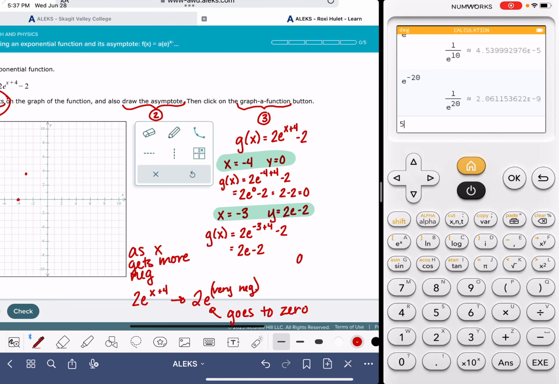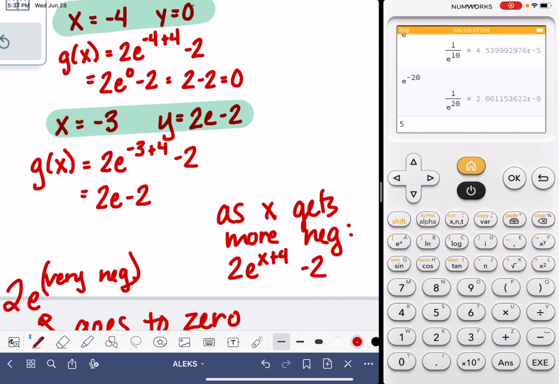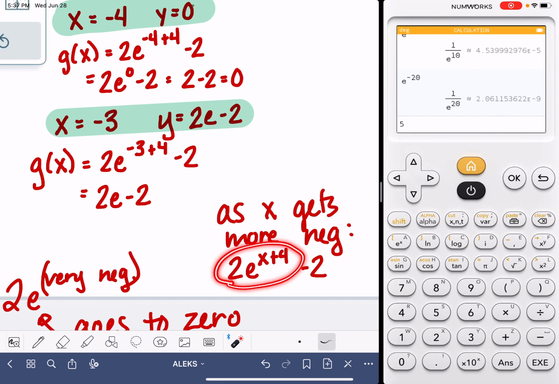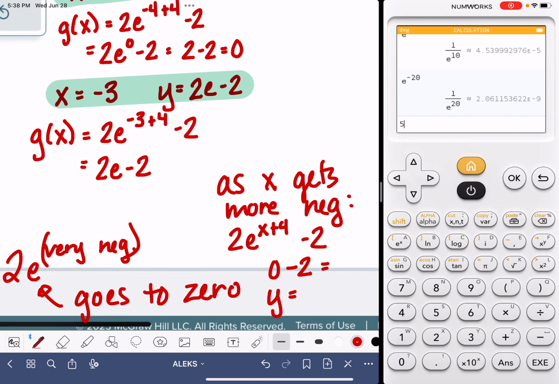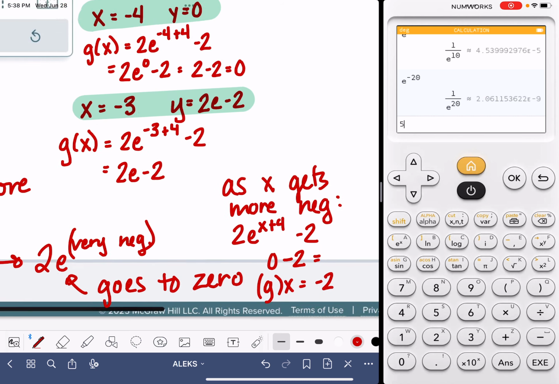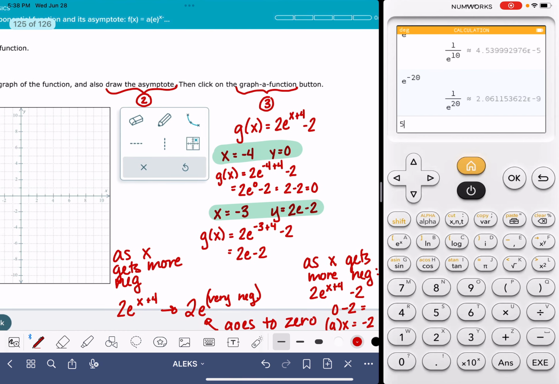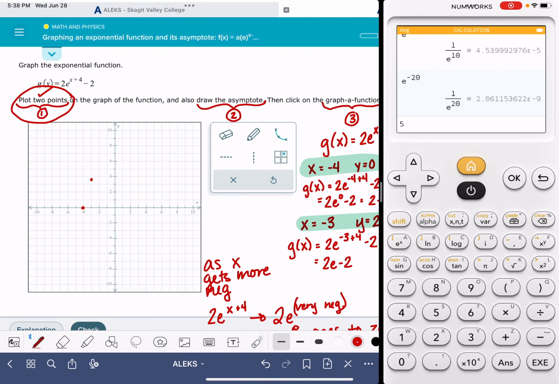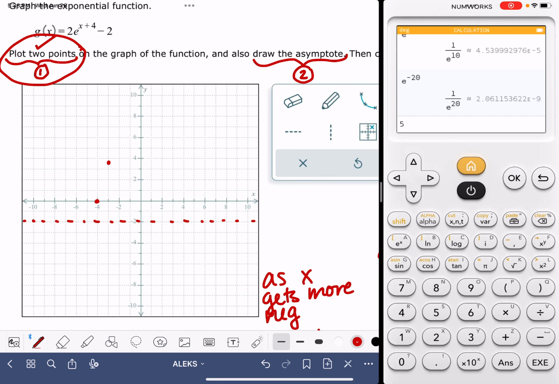So as x gets more negative, our function turns into 2e to the x plus 4 minus 2. As x gets more negative, this portion becomes 0, and our y value, or g of x, just goes to negative 2. That is our asymptote. Y, or g of x, is negative 2. So we're going to use our asymptote button, and we are going to sketch that in place on y equals negative 2.